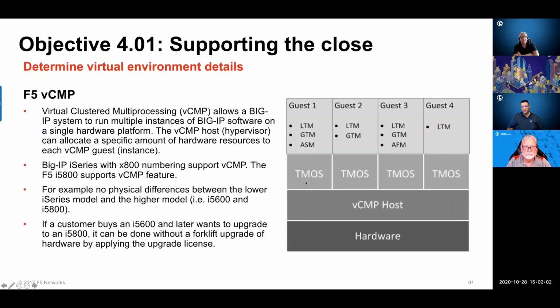We spoke a little bit about VCMP. Again, anything i5000, 5800 and above, X800 series from 5000 above, does support this VCMP feature.